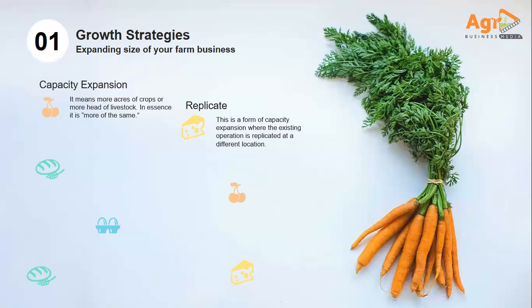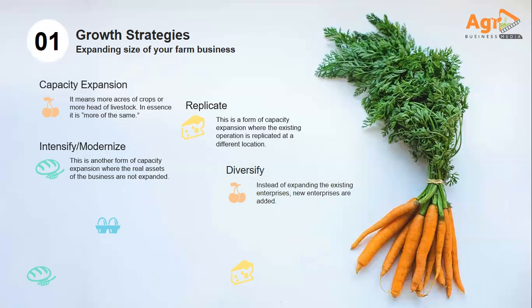Then another way is to intensify or modernize. So this is where the real assets of your business are not expanded, but you are modernizing so that you increase more production. And this you can achieve through a fixed asset base. And it's also possible in both crops and livestock operations, but it's more common in livestock production businesses.